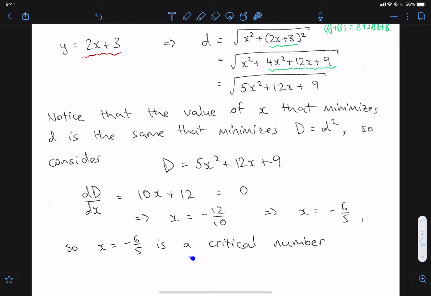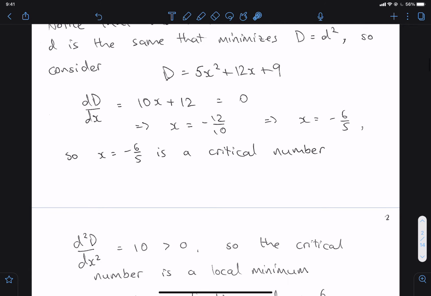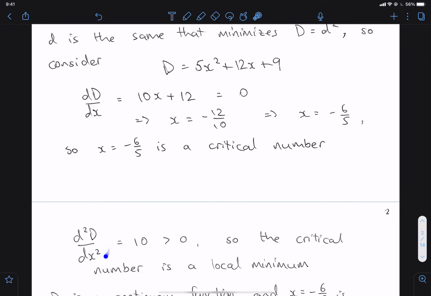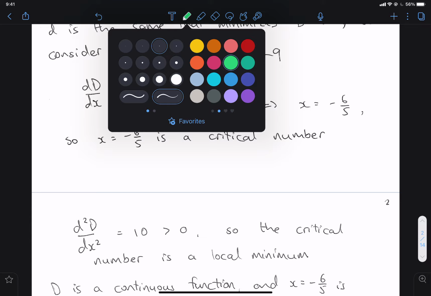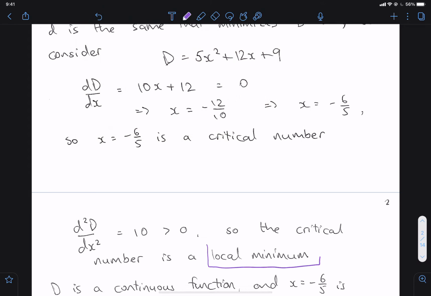It's our critical number, and it's the only critical number we have, right? And now we want to determine what kind of point this is. Is it a local max or local min? We don't know for this critical number. So we're going to take the second derivative, which is here, to test what kind of point this is. And the second derivative tells us that this is greater than 0. So this critical number is a local minimum, by the second derivative test.